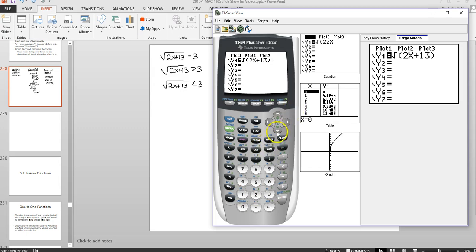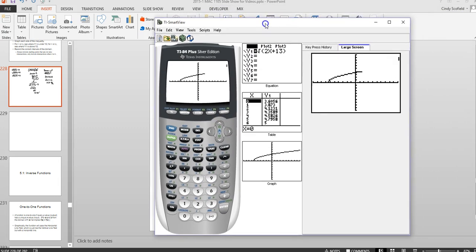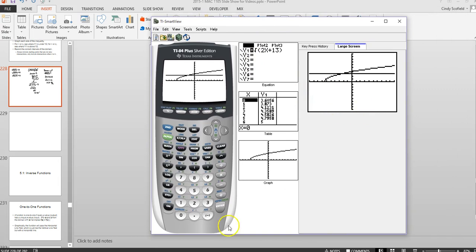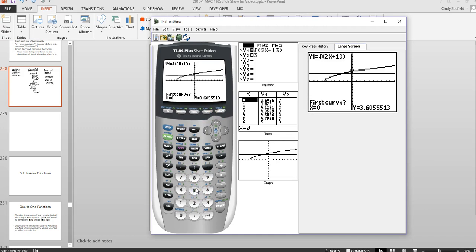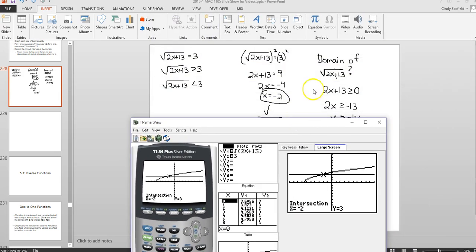All right, square root of 2x plus 13 for y1. I'm going to put in 3 for y2. Hit graph. There it is. So y1 is this nice curve here. Y2 is this horizontal line here. If I want to see where they intersect, I can go to second trace, which will give me the calculate menu, and I can use number 5. First curve, yes. Second curve, yes. Guess, yes. Enter. And they intersect at x equals -2, which does not surprise me in the least, because when I solved the equation, I got x equals -2.